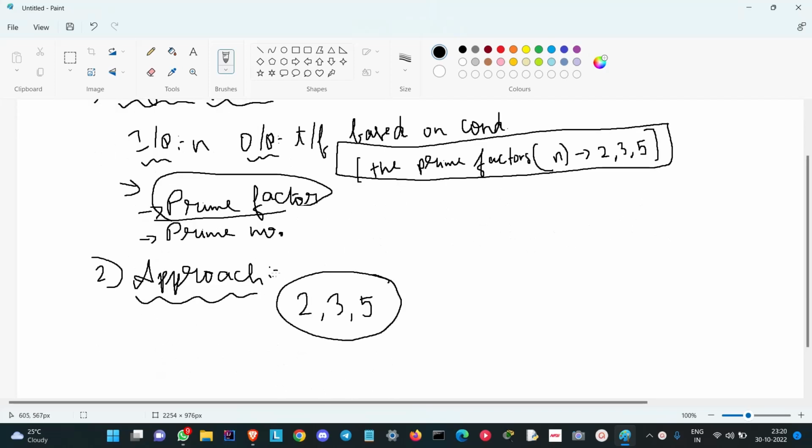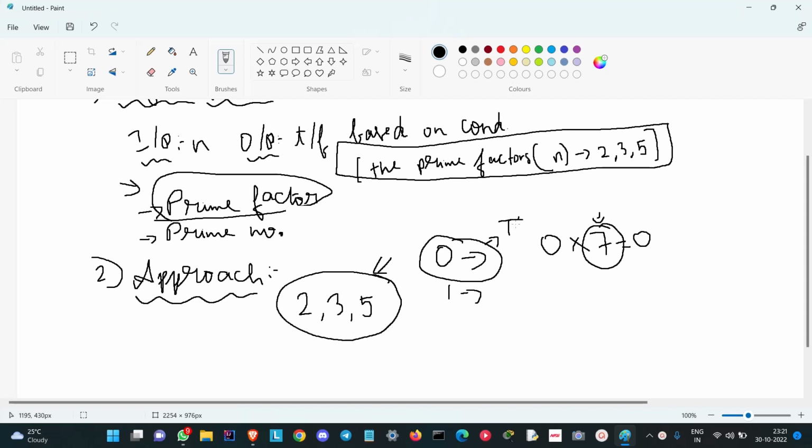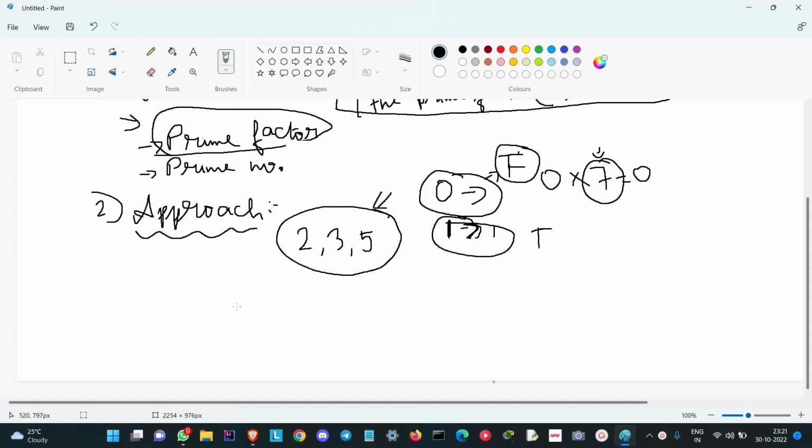Before moving on to the approach, we need to see the corner cases. Corner cases can be numbers like 0 and 1. What happens if the number is 0? 0 can have any prime factors. For example, 0 into 7 is 0, so 7 can be considered as a prime factor, which is a number other than 2, 3, 5. So when we get n as 0, we return false. It's not an ugly number. In case of 1, there is no prime factor for 1. So it doesn't have any prime factors except 2, 3, 5, and we'll consider it as true. So these are the corner cases. Let's check with other test cases.